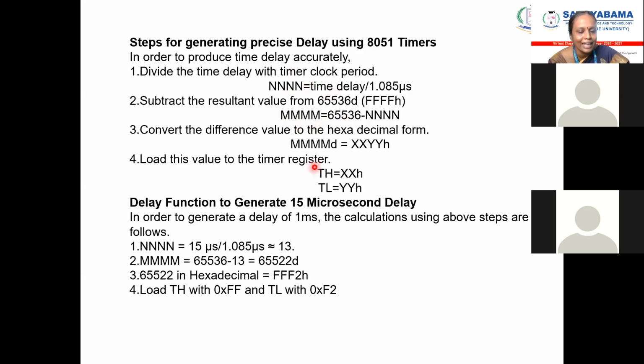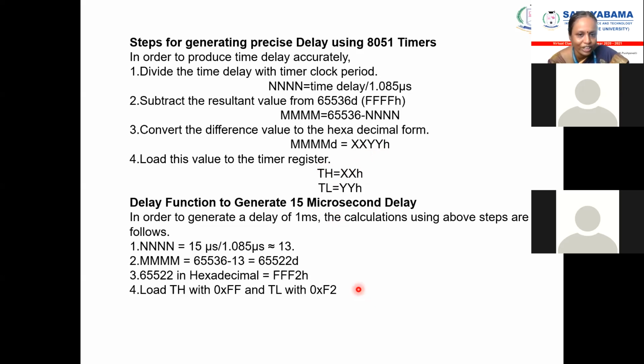The MM value we get in decimal, you have to convert that value into hexadecimal. So you will get a 4-digit value. We all know the timer has 2 registers: TH0, TL0 for timer 0, and TH1, TL1 for timer 1. Here XX is the higher order byte; you have to load it in the timer higher order byte register. YY is the lower order byte. Are you clear? So this is the way.